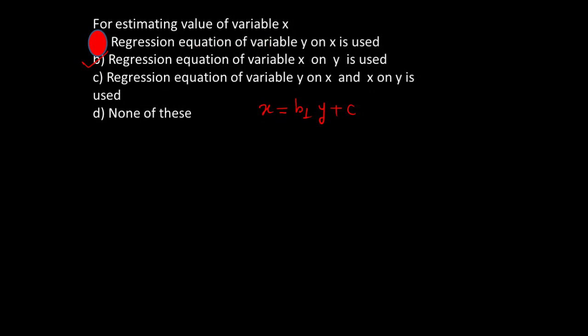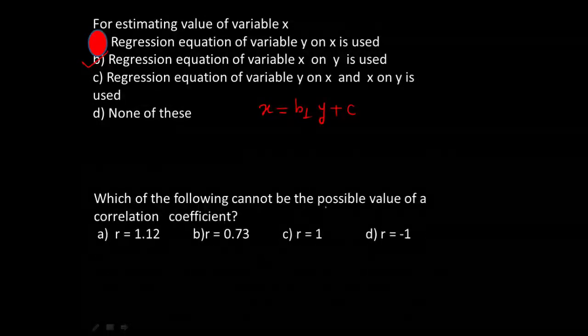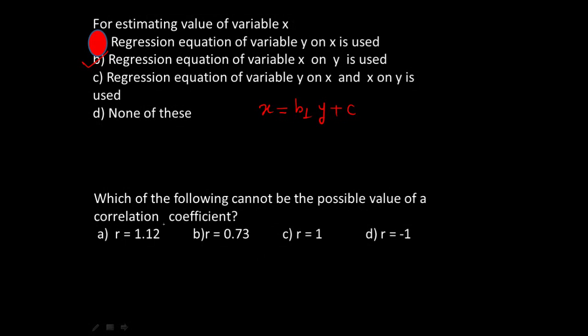Okay, now let's have the next one. Which of the following cannot be possible value of a correlation coefficient? Correlation coefficient means R, as per our notation. Here the possible values for R are asked. So as we know, the range for R is always between -1 to 1.